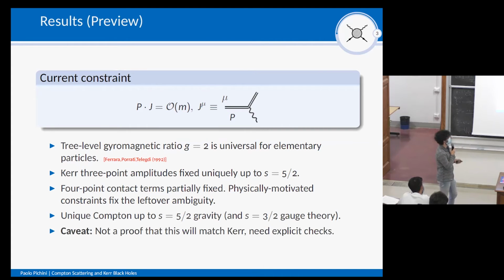One caveat I should say is that this new result we have for the Compton amplitude is not a proof that this will match Kerr. At the end of the day, you still have to check explicitly, for instance, from black hole perturbation theory, which was discussed before today. But we're presenting this nice framework where you can understand these results.